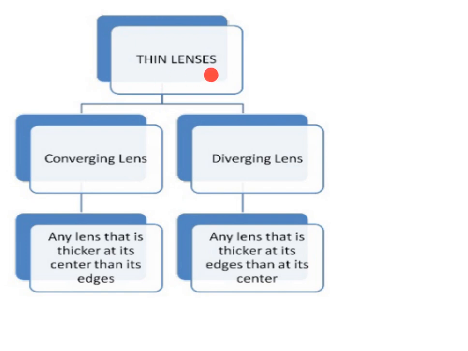Then consider the thin lens. In thin lenses, there are also converging lens and diverging lens. In a converging lens, any lens that is thicker at its center than its edges, and in a diverging lens, any lens that is thicker at its edge than at its center.